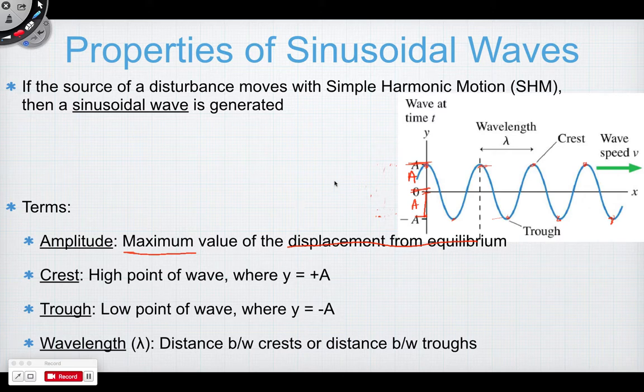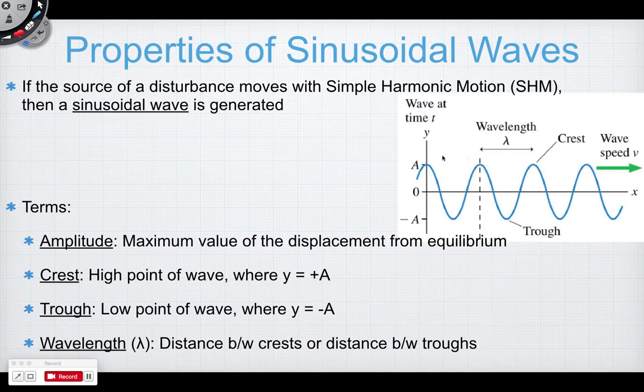Wavelength is the distance between crest to crest or trough to trough. It is the physical distance between cycles. It could also be equilibrium to equilibrium and back to equilibrium. So it could be this too. This is also one wavelength. We use the symbol lambda for wavelength. But I like to say crest to crest or trough to trough. It's easier to remember, because here you have to remember that it goes through equilibrium once and then comes back again.